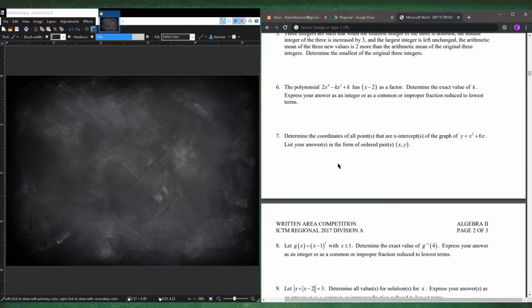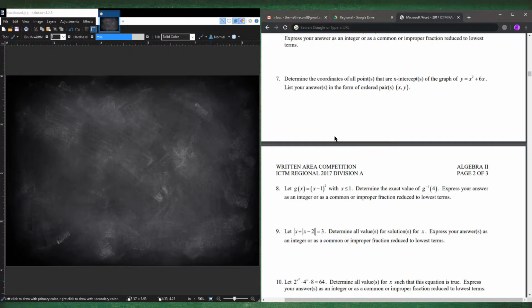Okay, so number 7. Determine the coordinates of all points that are x-intercepts of the graph y is equal to x squared plus 6x. List your answers in the form of ordered pairs.